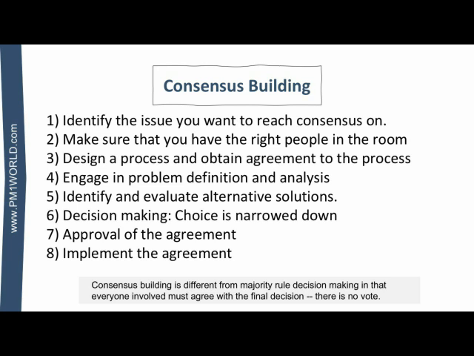6. Eventually, the choice is narrowed down to one approach, which is adapted to meet the needs of all legitimate stakeholders in the process, and on which all stakeholders can agree on. Consensus building is different from majority rule decision-making in that everyone involved must agree with the final decision.